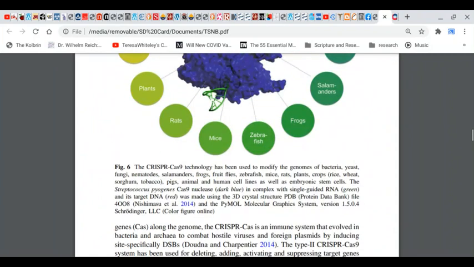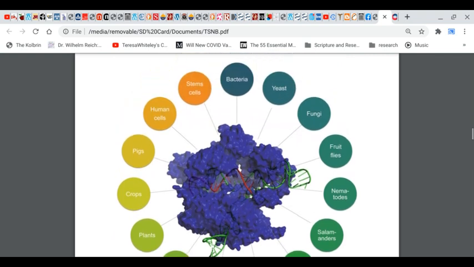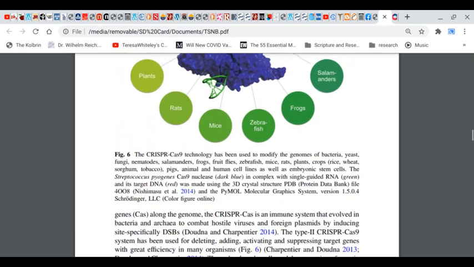The CRISPR-Cas9 technology has been used to modify the genomes of bacteria, yeast, fungi, nematodes, salamanders, frogs, fruit flies, zebrafish, mice, rats, plants, crops, pigs, animal and human cell lines, as well as embryonic stem cells. The Streptococcus pyogenes Cas9 nuclease in complex with a single guide RNA and its target DNA was made using the 3D crystal structure protein data bank file. So, wow. So they have been able to modify all of these things using CRISPR-Cas9.